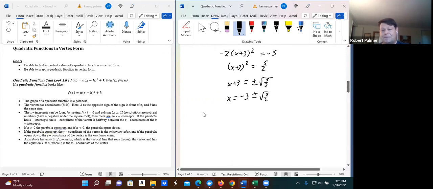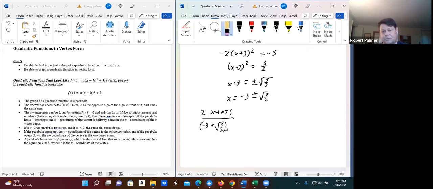So then my x-intercepts, I have 2 x-intercepts because I have the plus or minus. So remember, these are the x-coordinates. So one is -3 plus the square root of 5 over 2. And of course, our y-coordinate is 0. And then the other one is just with a negative value. It doesn't matter which one you put first. The other one's going to be -3 minus the square root of 5 over 2 and 0.